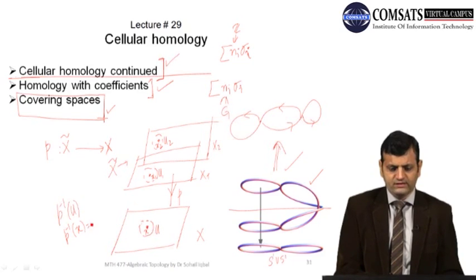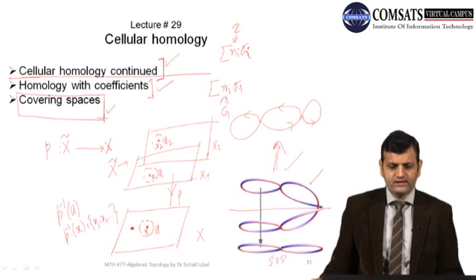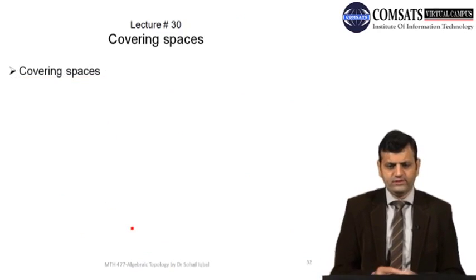So this contains x1, x2 and so on. This is going to be a discrete set because I can differentiate between x1 and x2. Between x1 and x2 there is no other element. That's why P inverse of x is a discrete set. So in lecture number 30 we discussed covering spaces once again in a detailed way.